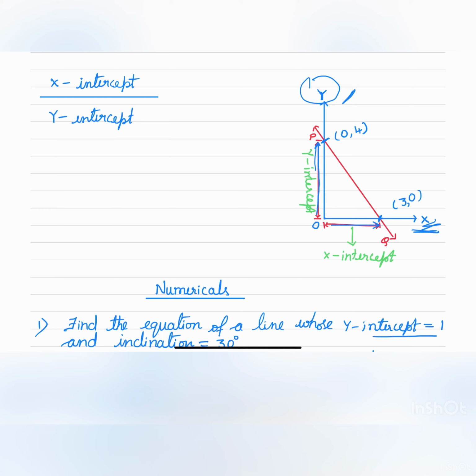And if the x-intercept is 3, then the coordinate is (3, 0), because the y coordinate is 0 on the x-axis. And if we consider the y-intercept as 4, then the coordinate will be (0, 4), because on the y-axis the x value will be 0. So the point on the x-intercept will be (3, 0) and the point on the y-intercept will be (0, 4).